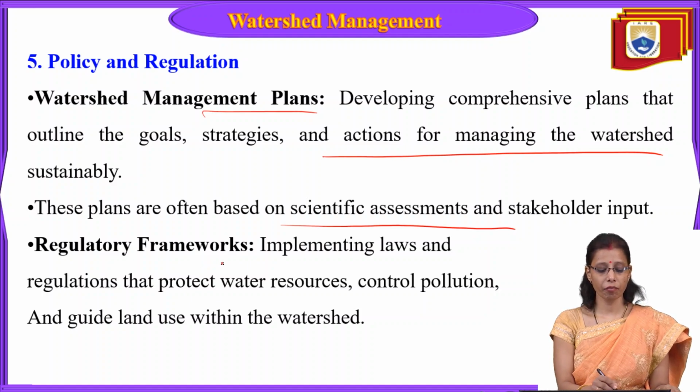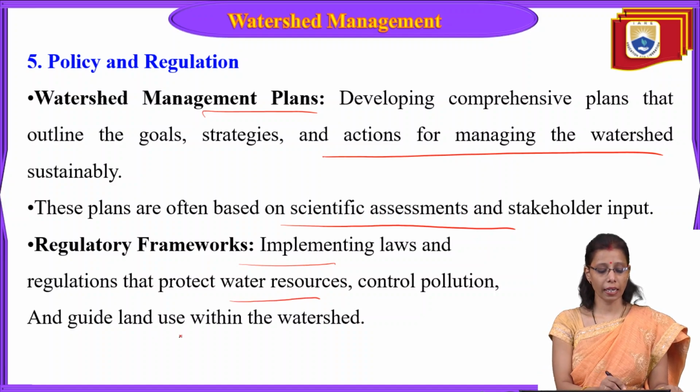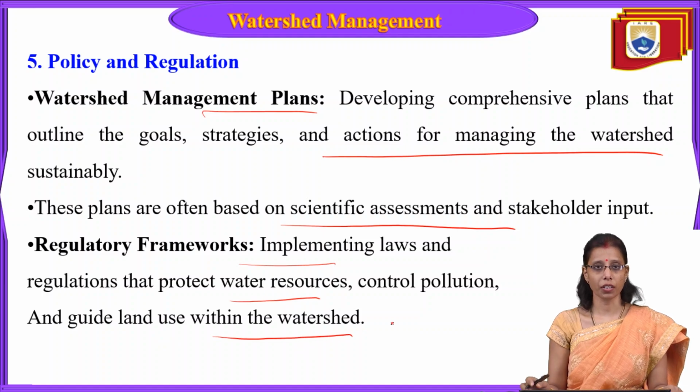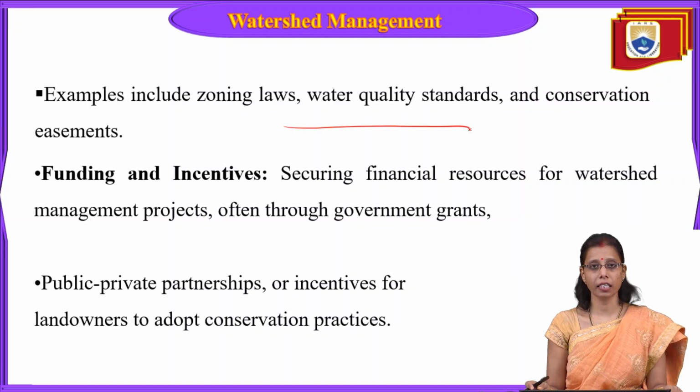And regulatory frameworks: implementing laws and regulations that will protect the water resource, control pollution, and guide the land use within the watershed. Examples include zoning laws, water quality standards, and conservation easements. Conservation easements can be used to include the laws in such regions. Water quality standards are to be assessed frequently in such regions.